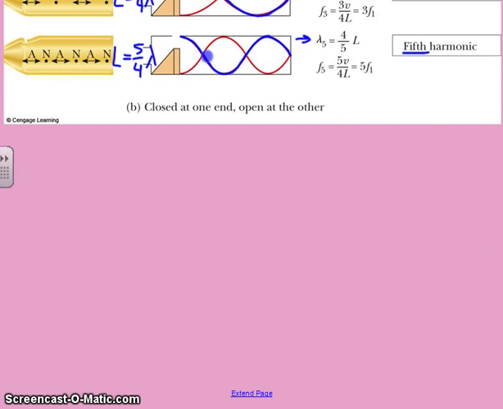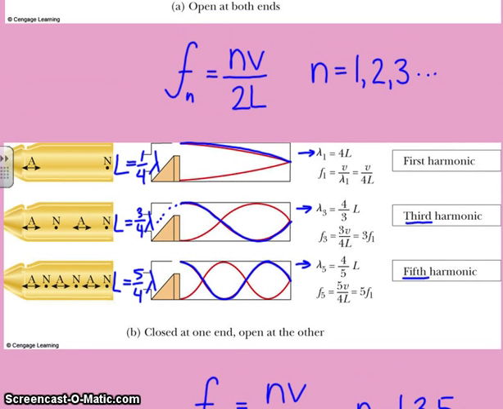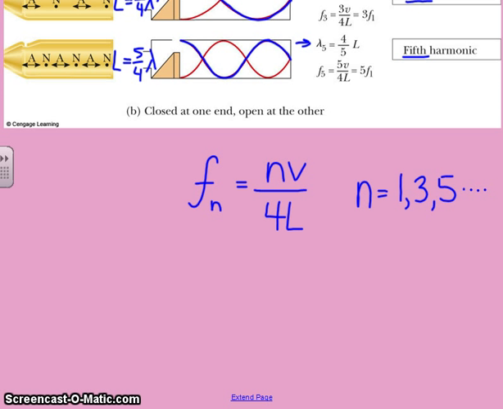Maybe you ended up with the following equation. The frequency of the nth harmonic equals nV over 4L this time. And n is special because now n can't just be any integer, but n has to be an odd integer. 1, 3, 5, 7, 9, so on and so forth. That's what makes these two types of instruments different. When you have an open instrument, you have nV over 2L. n can be any integer. When you have a closed pipe, nV over 4L, n can be only odd integers.